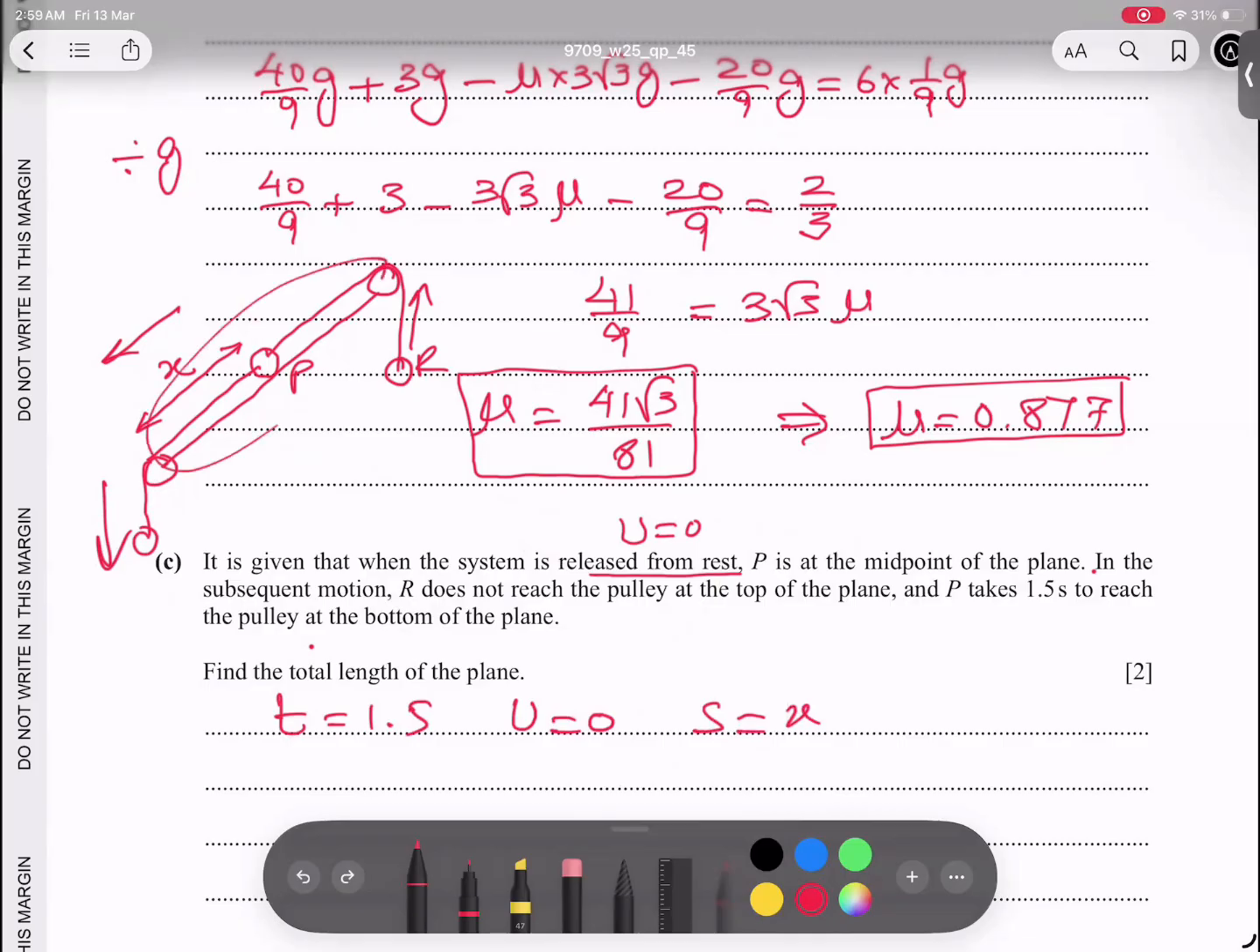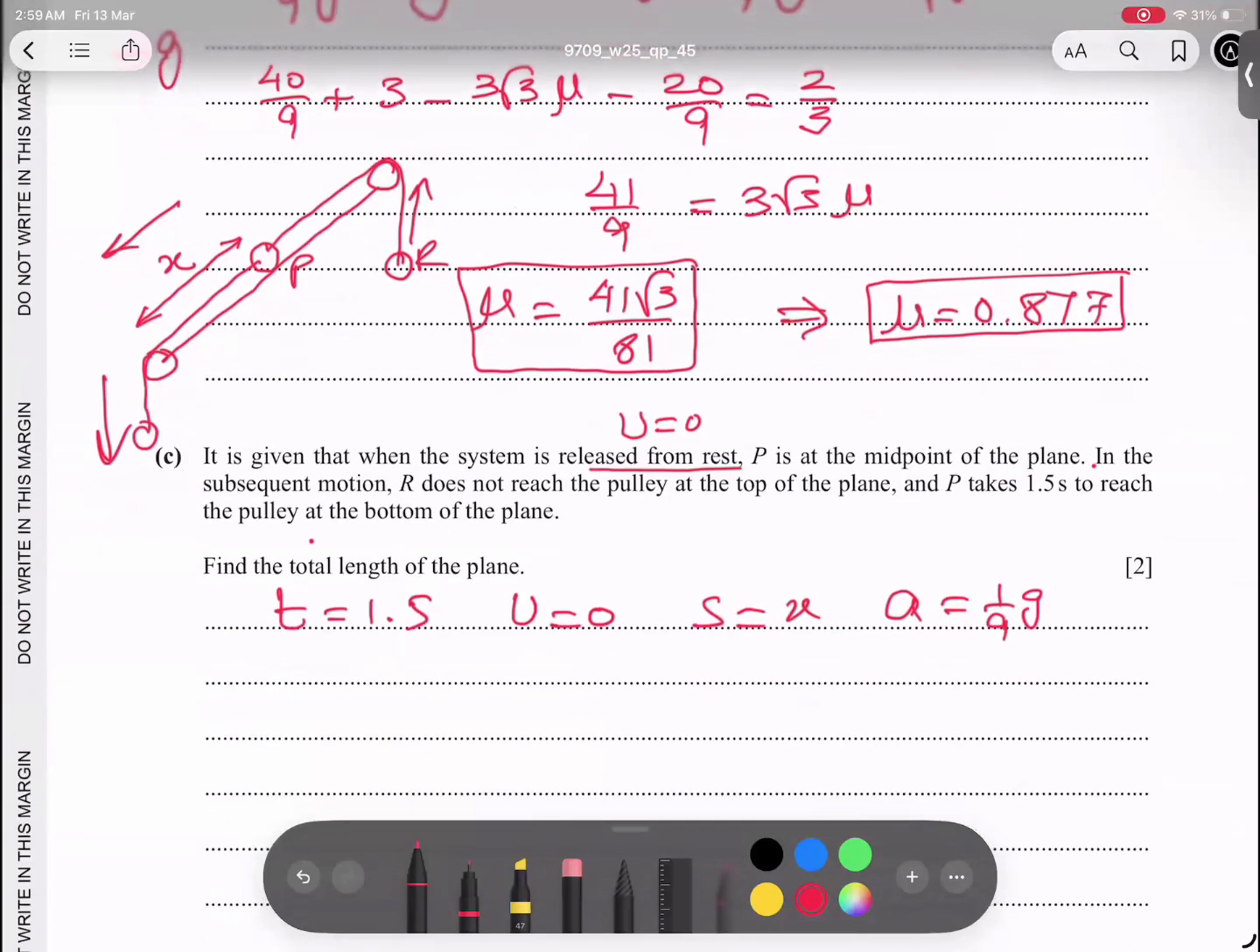Actually, he's asking for the full length. But he said that it is a midpoint, mentioned clearly. So if I find x and multiply by 2, I'll get the full length. So x is my job. And luckily, the acceleration is given by him as 1 over 9g. g is 10, so I can replace it, it is very clear: 10 over 9.